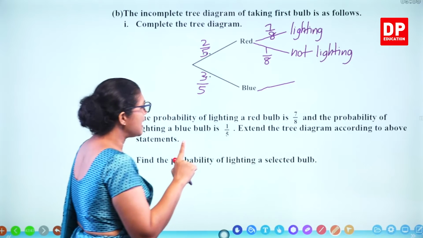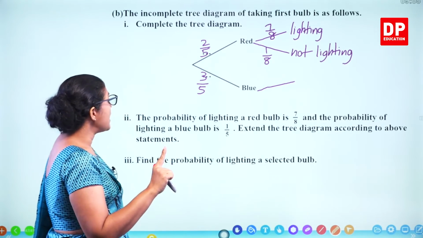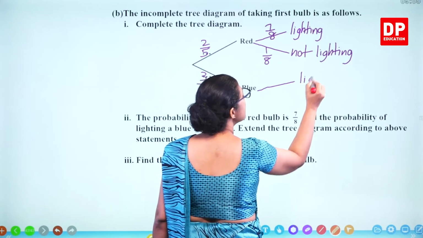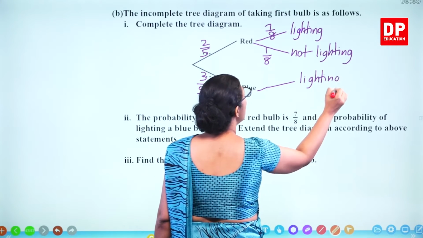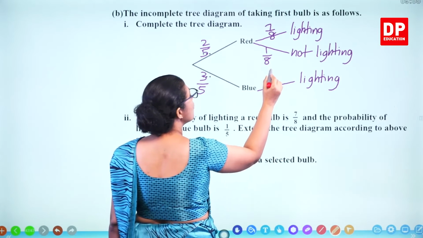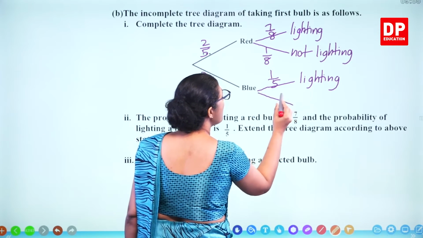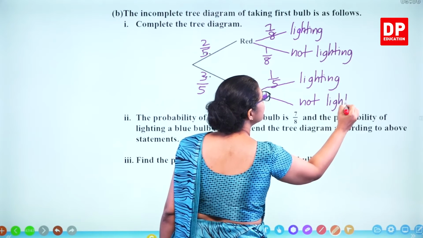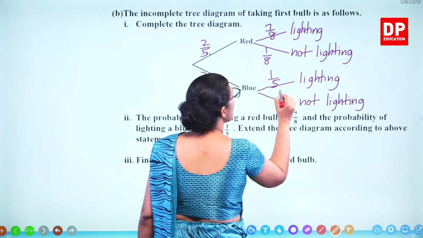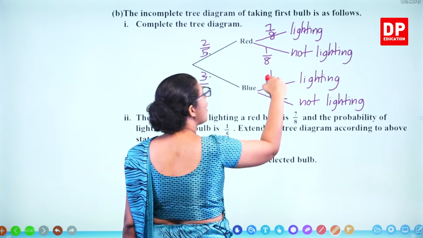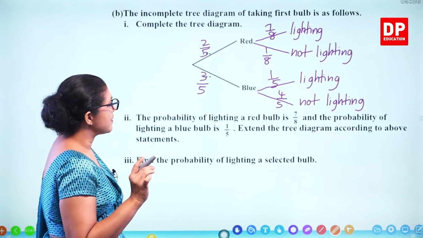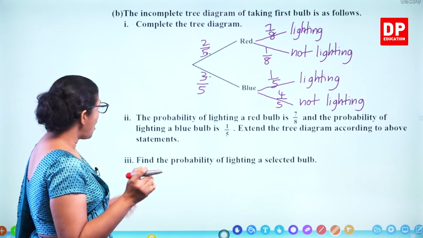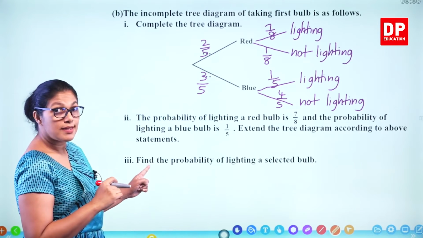Then the next one says the probability of lighting a blue bulb is 1 over 5. So what's the probability of not lighting a blue bulb? 4 over 5. So 1 minus that. So that's the completed tree diagram. Now we can answer this question.